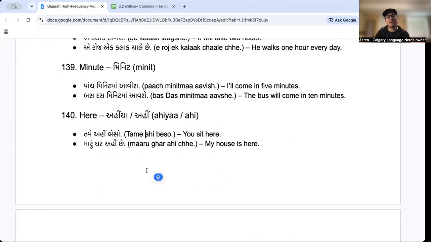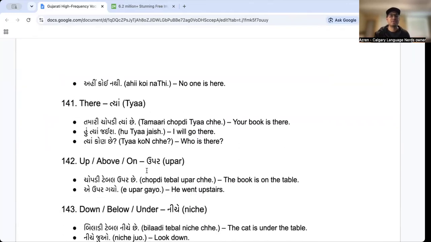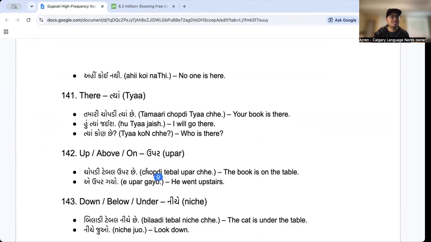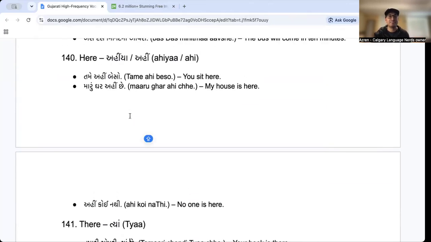The word for here is ai or anya. I personally, when I talk, use anya, but when I read, I see more ai. So tame ai beso. You sit here. Maru ghar ai che or maru ghar anya che. My house is here. Ai koi nathi. No one is here. Or anya koi nathi.